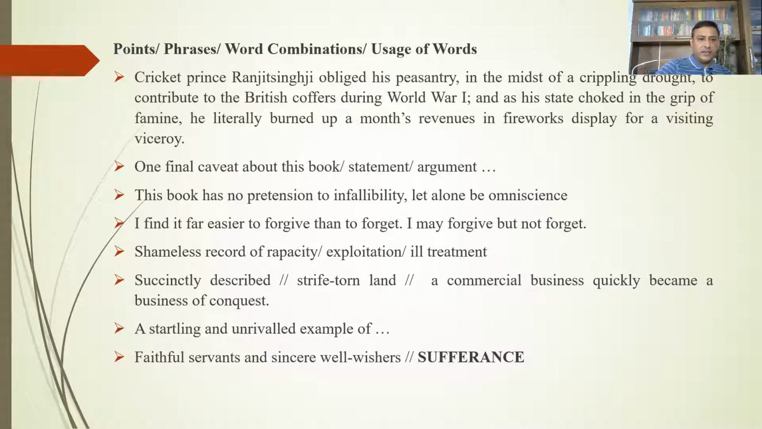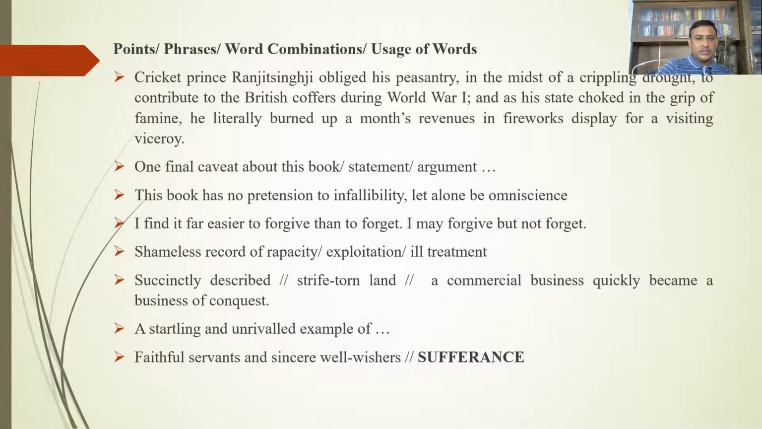First is the comment on cricket prince Ranjit Singh, who according to Dr. Tharoor obliged his peasantry in the midst of a crippling drought to contribute to the British coffers during World War I. Coffer is public treasury, जो खजाना होता है. So he contributed to the British coffers, and as his state choked in the grip of famine, he literally burned up a month's revenue in fireworks display for a visiting viceroy.